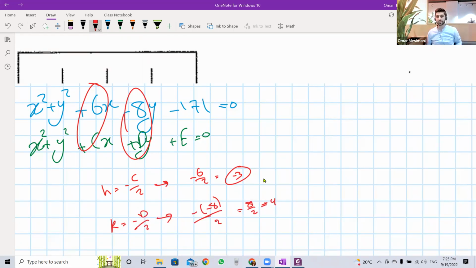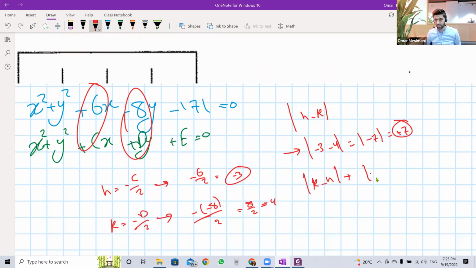So now, the concept of saying positive difference means that he's asking for h minus k in absolute value. It is negative 7 in absolute value, and the answer is positive 7. Or you can say k minus h, I don't care, it's the same answer. K minus h is going to be 4 minus negative 3, and at the end, you have 4 plus 3, and at the end, you have a 7. And that's the answer.